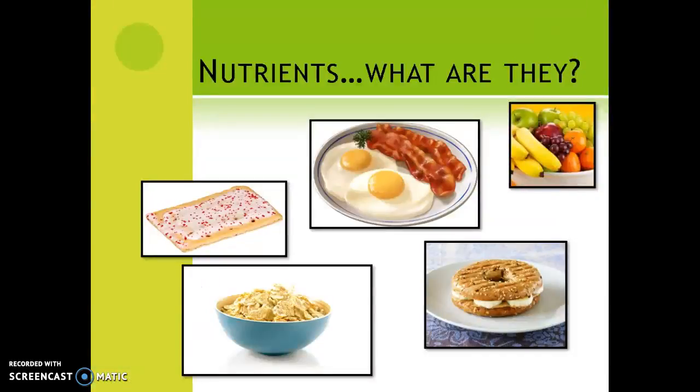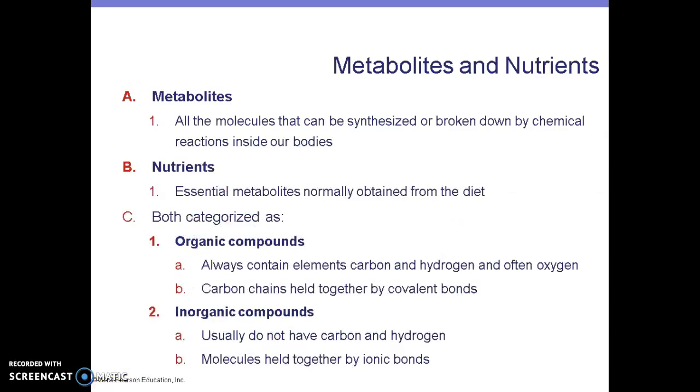Nutrients are what we eat. They may be macronutrients, that is, we eat them in large quantities, or micronutrients, but everything that we eat will be converted to our body. Remember, you are what you eat, and it's absolutely true. Metabolites are the molecules that can be broken down or produced inside our body. Nutrients are essential metabolites that we usually get from our diet.